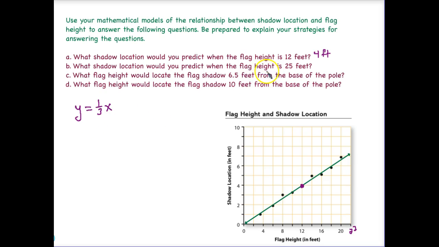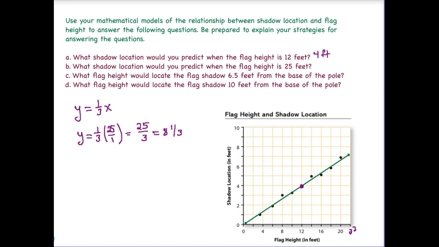Well, the flag height, remember, is our x, or our independent variable. So all I need to do is use my equation and replace the x with 25. If it's easier for you, think of 25 as 25 over 1. And then I just multiply across. 25 over 3. But this doesn't mean a lot.